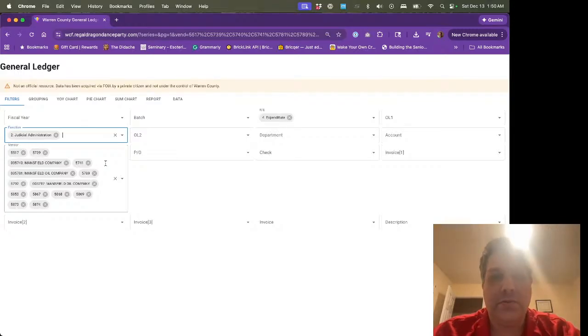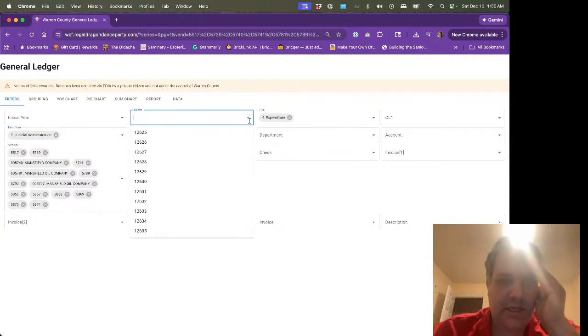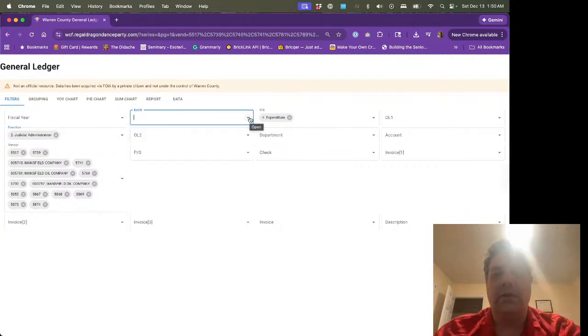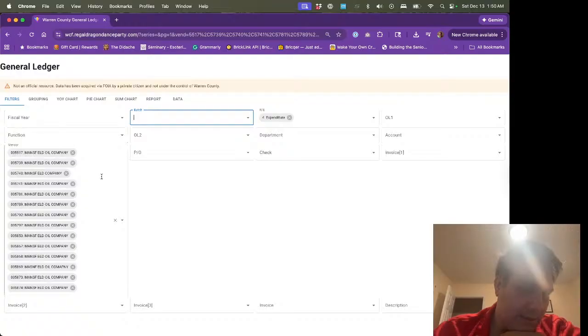And then if I choose batch numbers, which is specific to a check or a check date, it'll further limit things, like all the revenues are going to limit things. So it looks like everybody's revenue at this point.